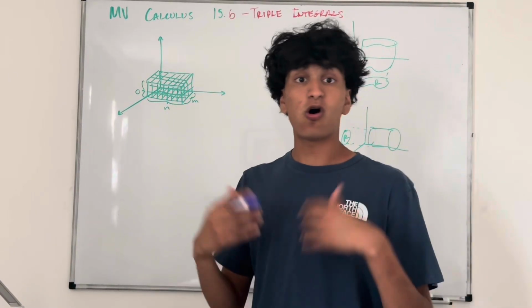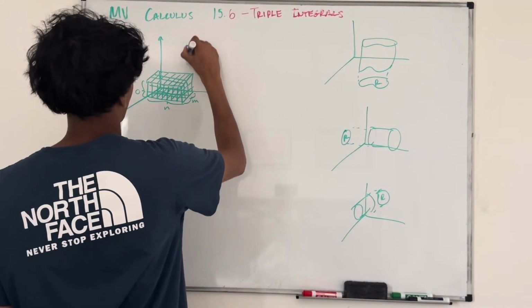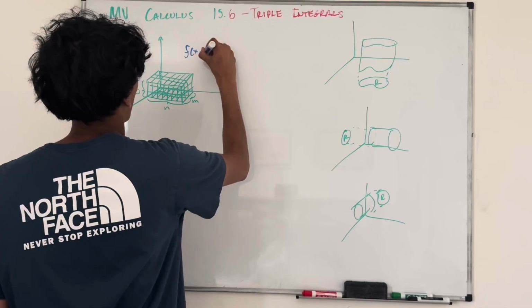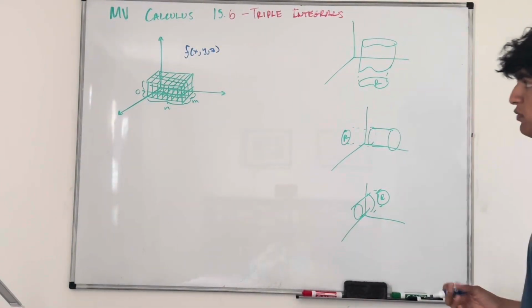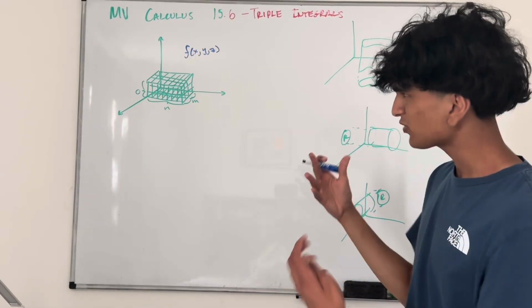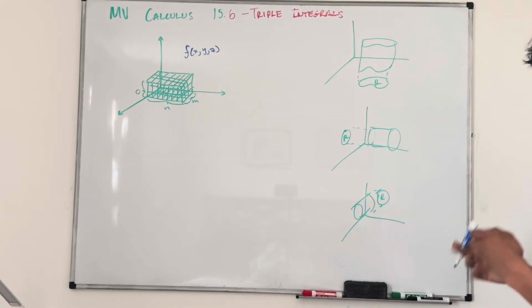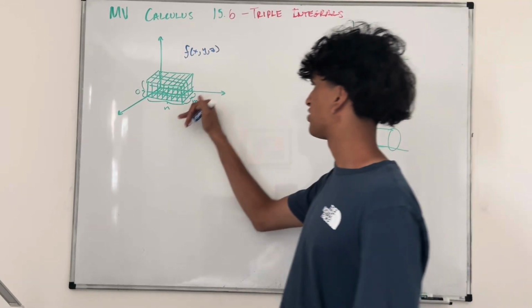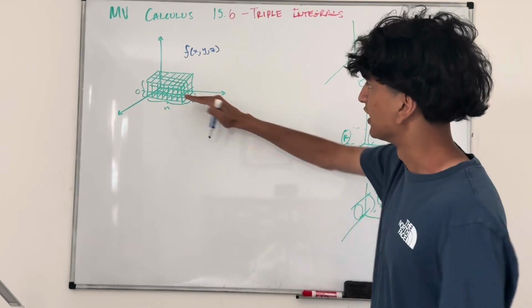Now, for a triple integral, we're finding the sum of all values of a 3D function, or a 4D function, if you think about it, f of x, y, z. What we're doing is we take a volume, in this case, just to show you, as simple as a box, and we split it up into M rows, N columns, and then O layers, the amount of layers up.